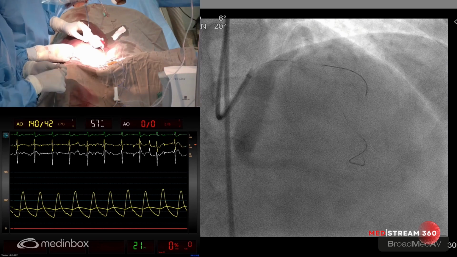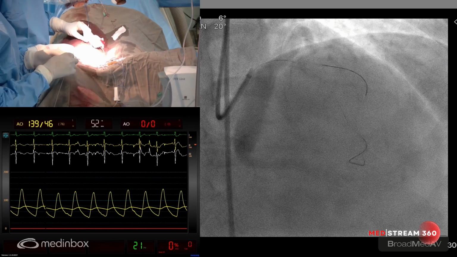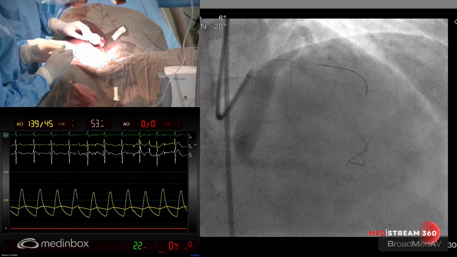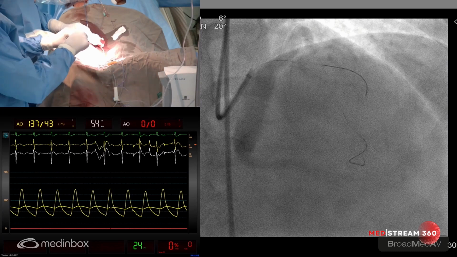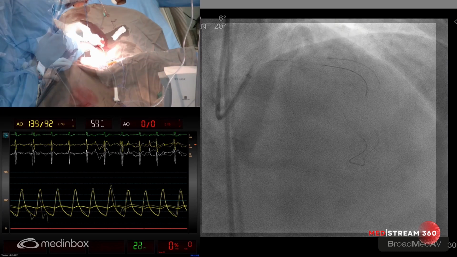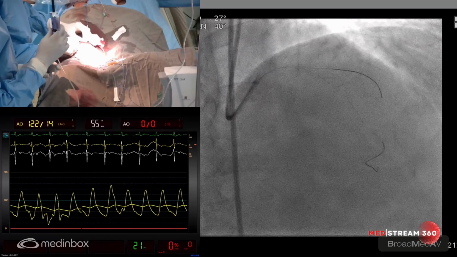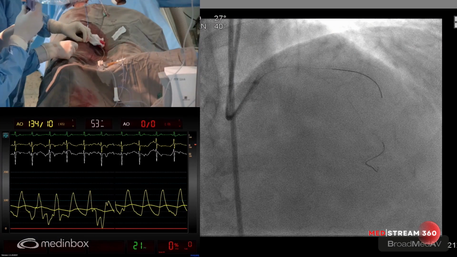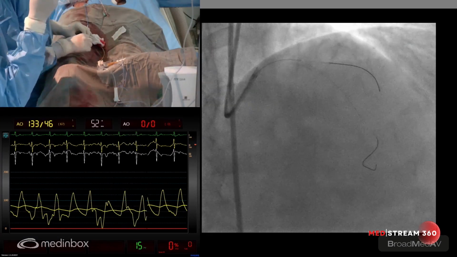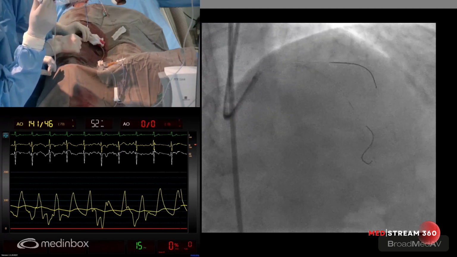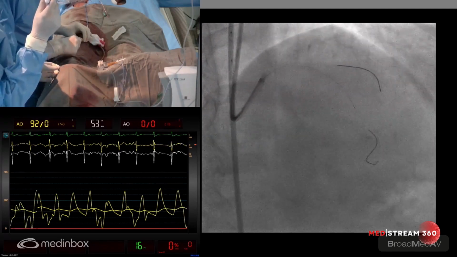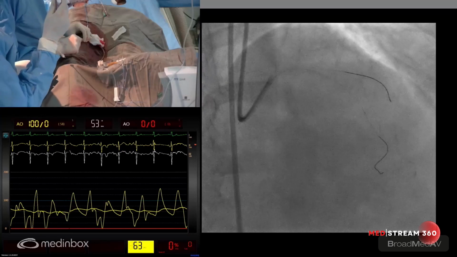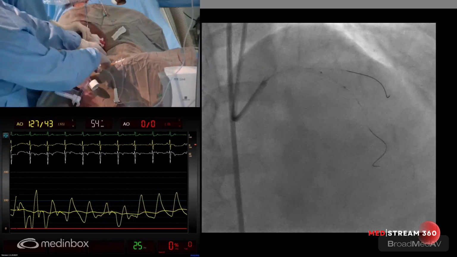So, 2.5 non-compliant. What size balloon is this? The 2.5 by 15 balloon. This is a non-compliant balloon. You can see the calcification here very clearly in the artery, and we expect the IVUS to show the severity of the calcium, to decide what sort of debulking strategy we're going to use. Small check.